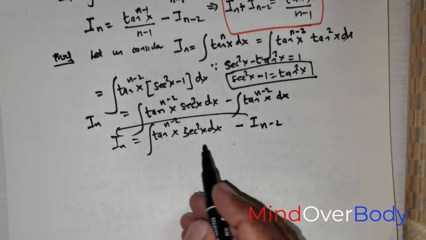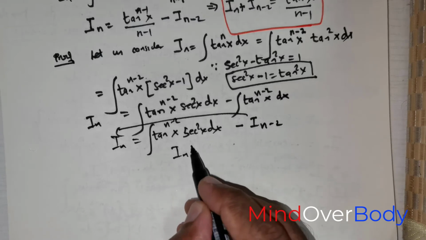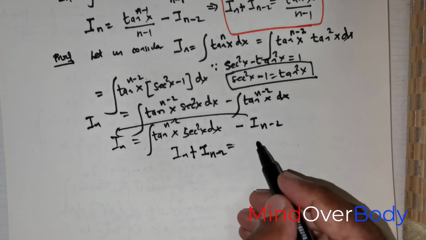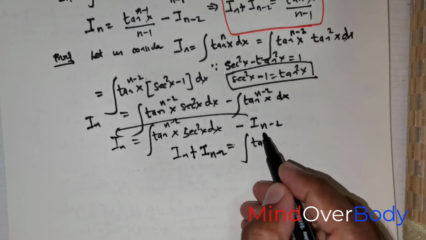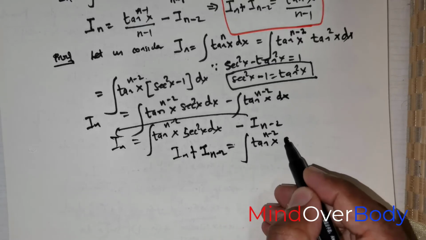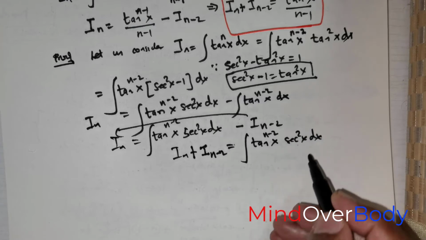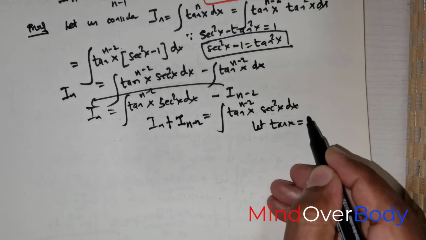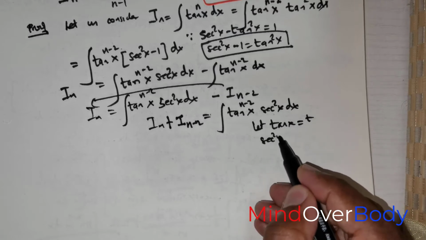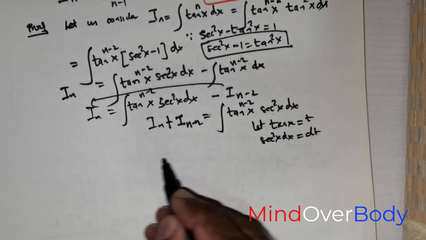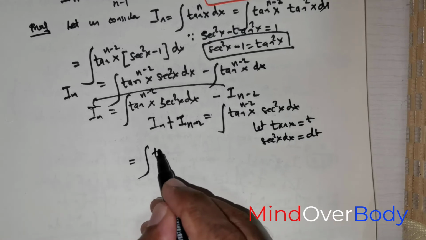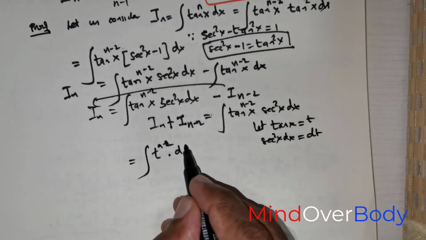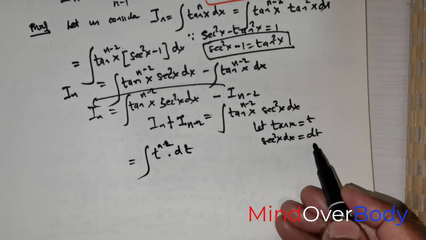Now I can push this here. This would give me I suffix n positive I suffix n negative 2 is equal to integral tan raised to the power of n negative 2 x times secant squared x dx. Now what I wish to do, I would like to take let tan x be equal to t. I differentiate this, I get secant squared x dx is equal to dt. This is equal to integral t raised to the power of n negative 2 times dt, because secant squared x dx is equal to dt.